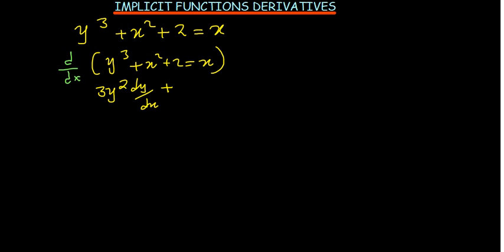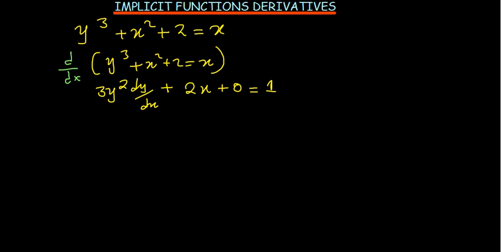Then we differentiate x squared, and that is going to give us 2x. Every time we differentiate x, we add dx over dx on top. We know dx over dx is 1, so we don't add that. Then plus, we differentiate the 2. Whenever we differentiate a constant, you get a 0, and that is equal to the derivative of x, which is 1.